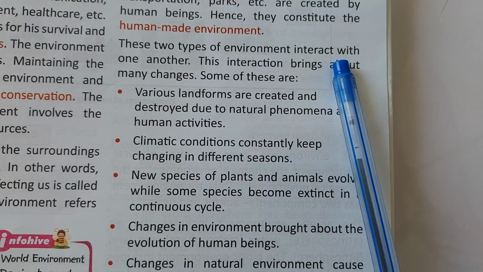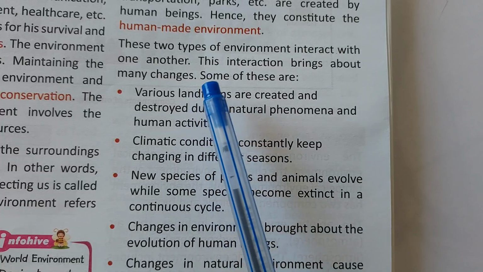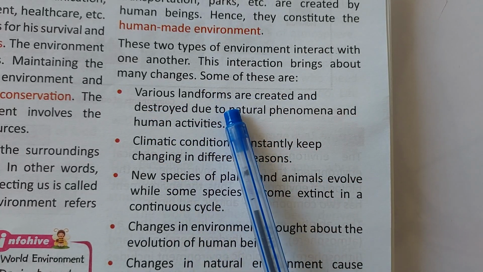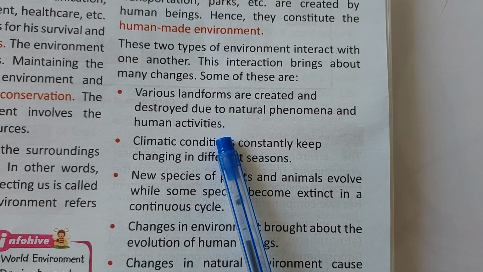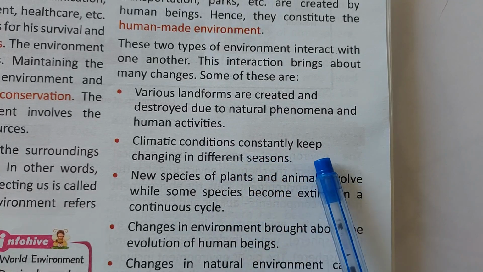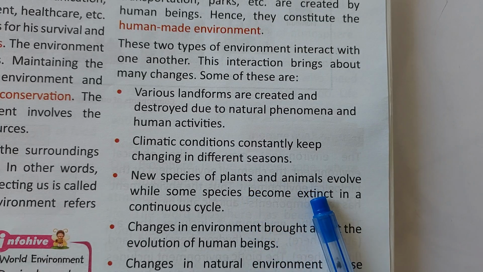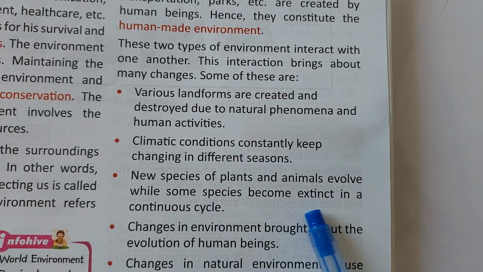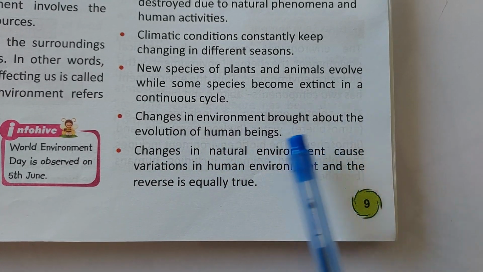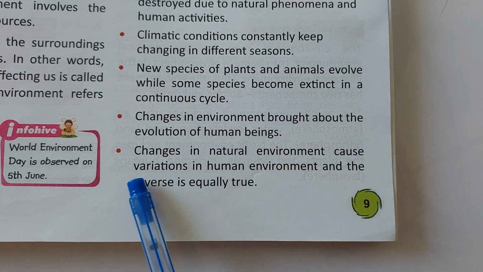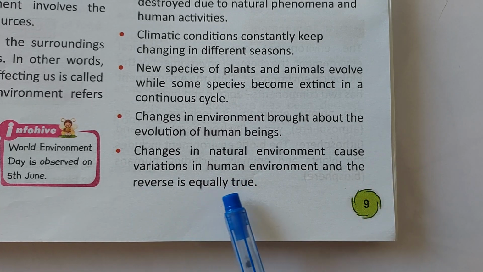These two types of environment interact with one another. This interaction brings about many changes. Some of these are: various landforms are created and destroyed due to natural phenomena and human activities. Climatic conditions constantly keep changing in different seasons. New species of plants and animals evolve while some species become extinct in a continuous cycle. Changes in environment brought about the evolution of human beings. Changes in natural environment cause variations in human environment, and the reverse is equally true.